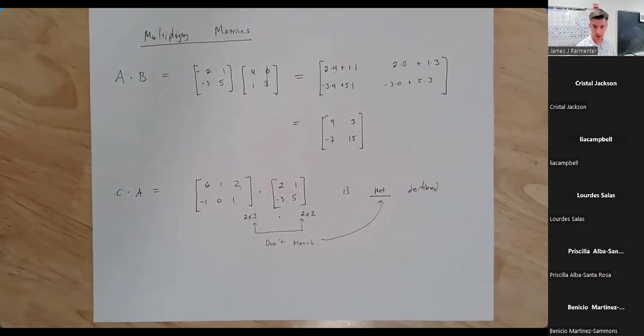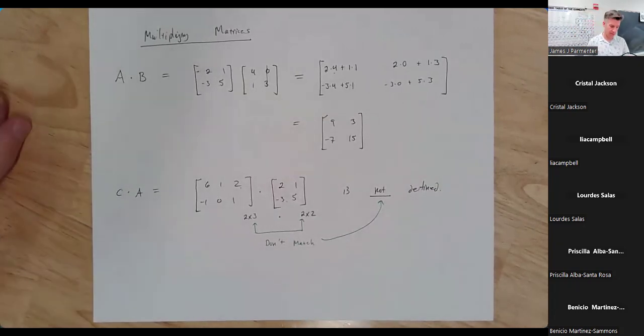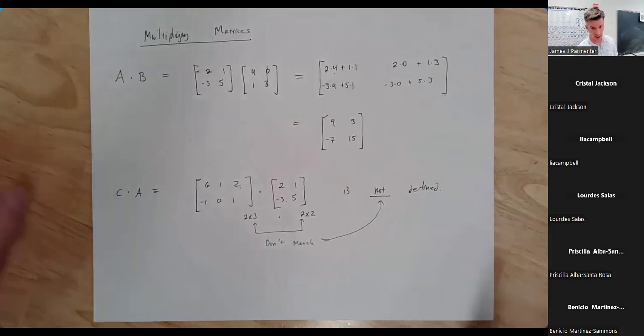Someone asked if we had C times A times B. Actually, no, sorry, let me back it up. There is no way to move it around to make it defined.